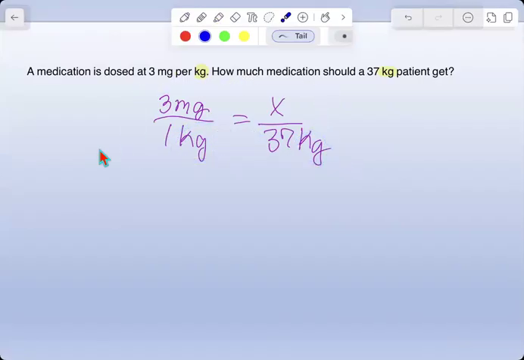And all proportions are solved by cross multiplying. So we can see 3 times 37, 1 times x. 3 times 37 is 111. 1 times x is x. It started out on milligrams on the top. Our x is on the top, so the answer would be in milligrams. So that would be how you would do that question.